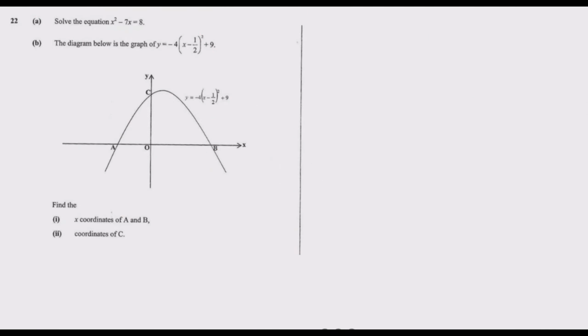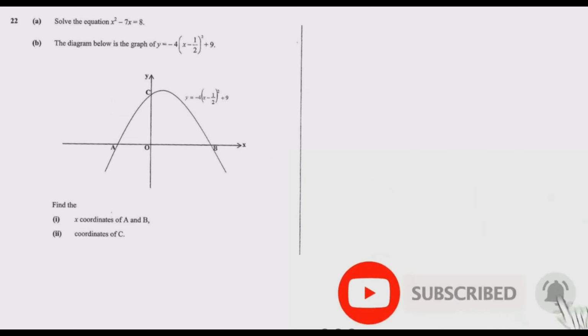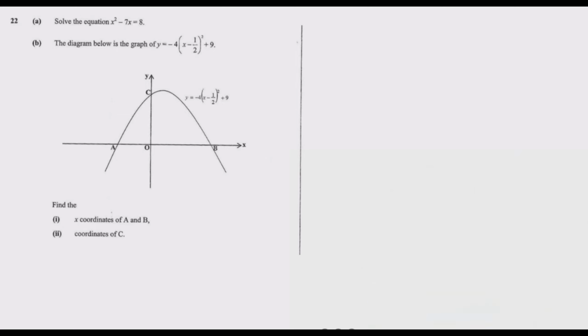Welcome to the 10th episode where I've been looking at the 2020 GCE Mathematics Paper 1. In the first 9 episodes, we focused on questions 1 through 21. Today we are looking at questions 22 and 23. Question 22a reads: solve the equation x squared minus 7x equals 8.